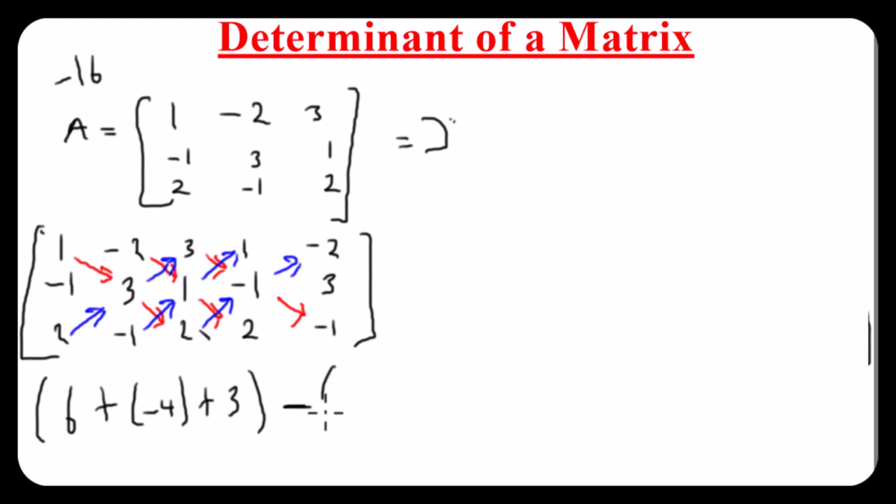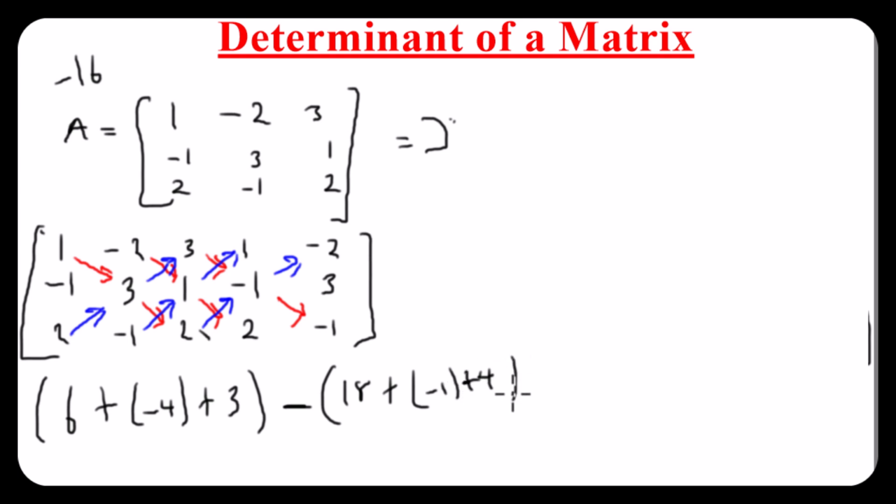Then subtract the blue ones. So 2 times 3 times 3. 3 times 3, that's 9. 9 times 2, that's 18. Of course, you add the blue ones together. So 1 times 2, this is minus 1. And then lastly, minus 2 times minus 1, that's 2, times 2, that's 4. So this is minus 1 plus 4, rather.